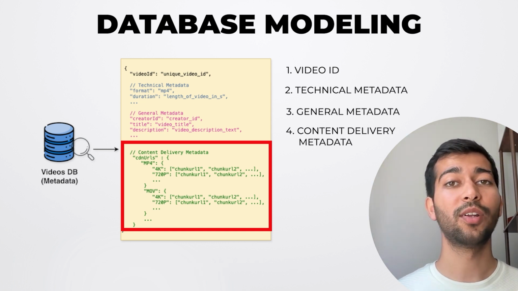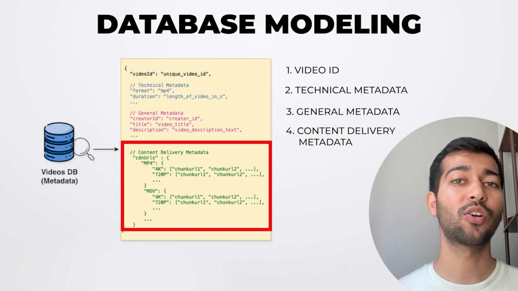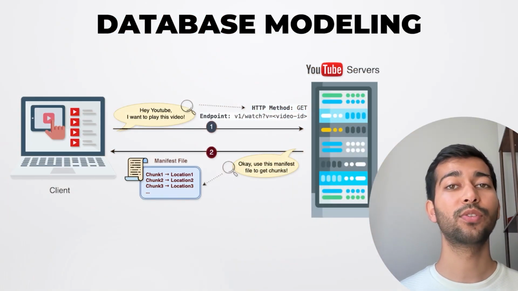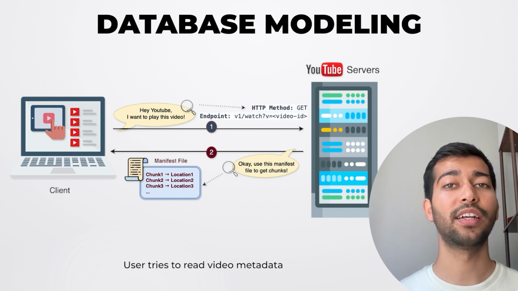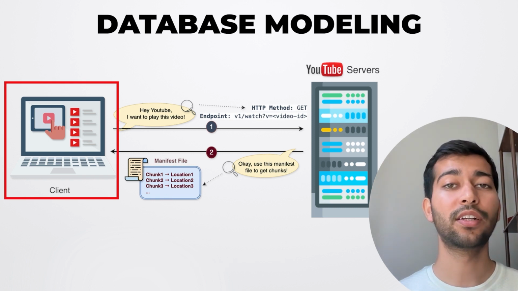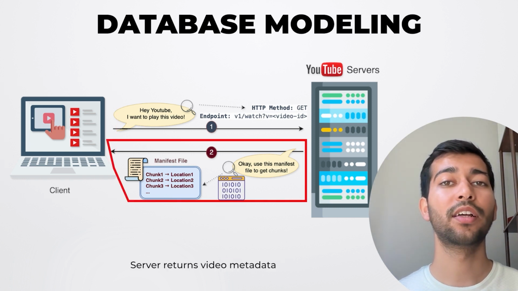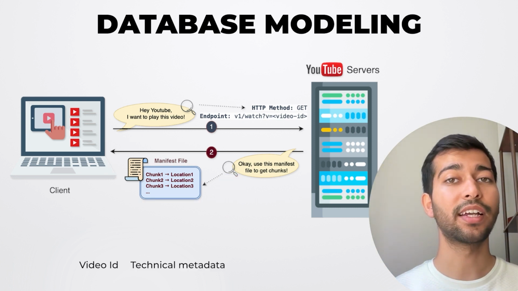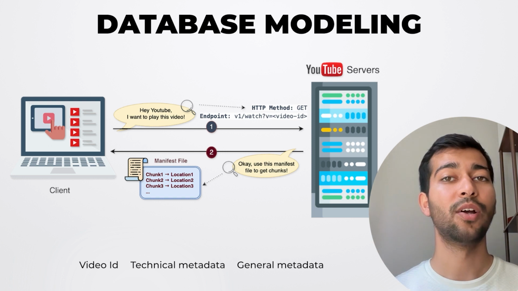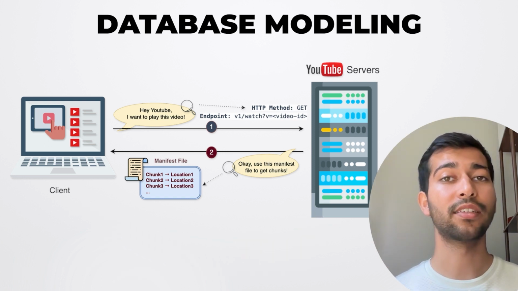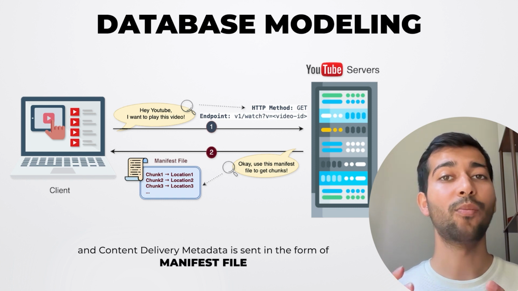Now once we are done with the modeling, we'll talk about the common queries that could happen here. The most common query is when the user is trying to read the video metadata using the video ID. It occurs when the user clicks on the video to watch the content. The server returns back the video metadata along with the manifest file. So if you see, the video ID, the technical metadata and the general metadata would be the metadata sent to the user, and the content delivery metadata section would be sent in the form of manifest file.